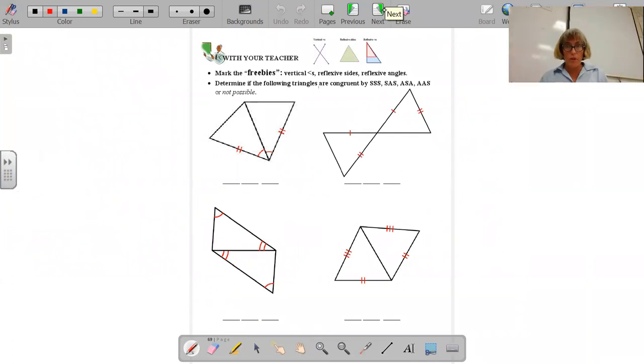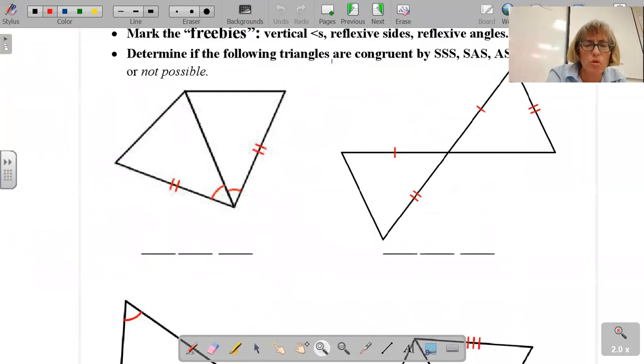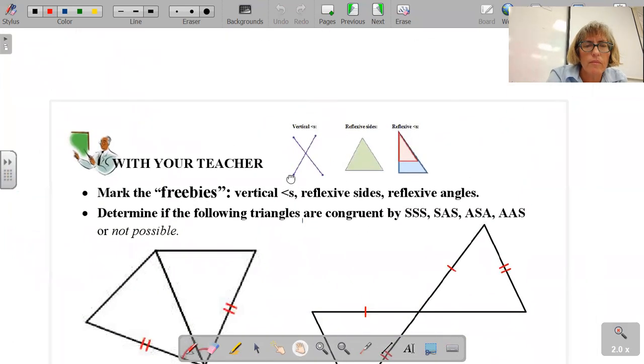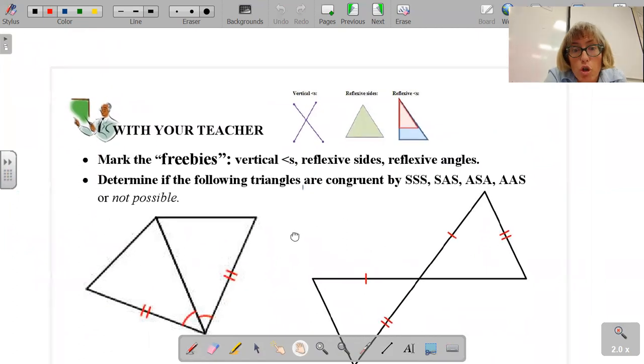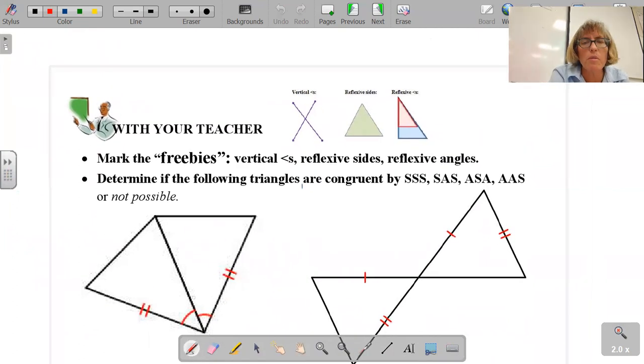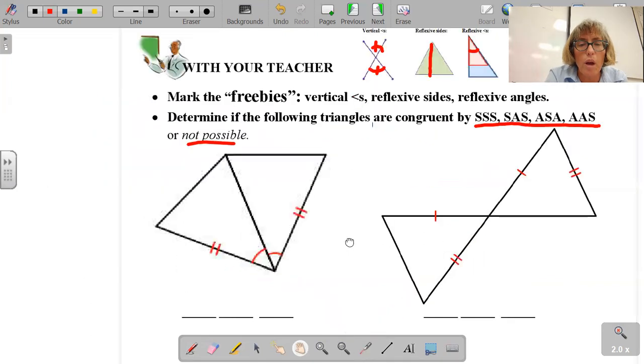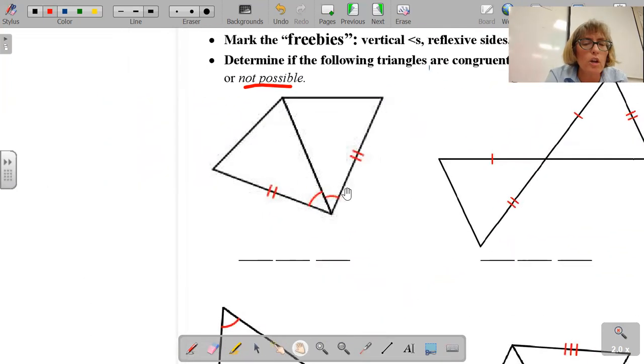This is how you spot the shortcuts. I'm going to do this page with you. First, you look for freebies. And remember, our freebies are going to be vertical angles, a reflexive side, and a reflexive angle. You mark them. Then you determine with the preview marks if one of these shortcuts works or if it's not possible. I'm going to do all 4 of these. Ready? Okay, step 1, look for a freebie.